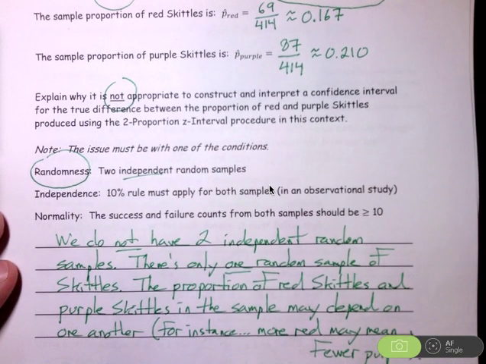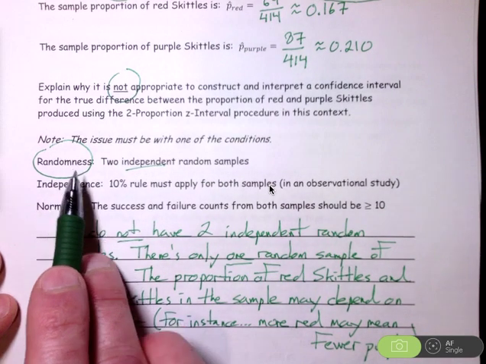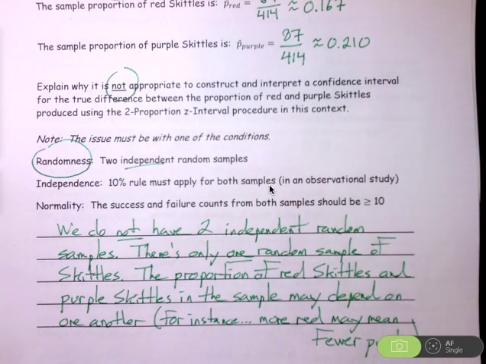So just because it looks like the data are set up for a particular procedure, it's important to always check your conditions. It's important to consider randomness, independence, and normality whenever you're building a confidence interval or doing a significance test, performing some type of inference procedure.